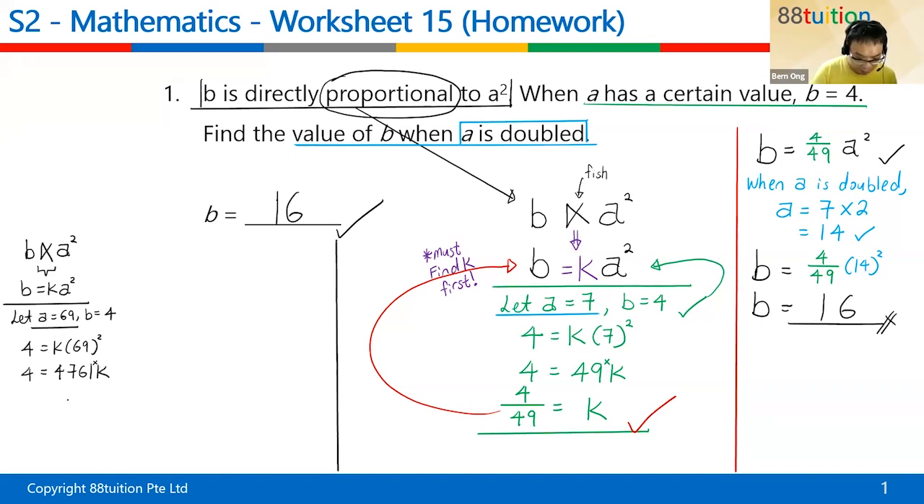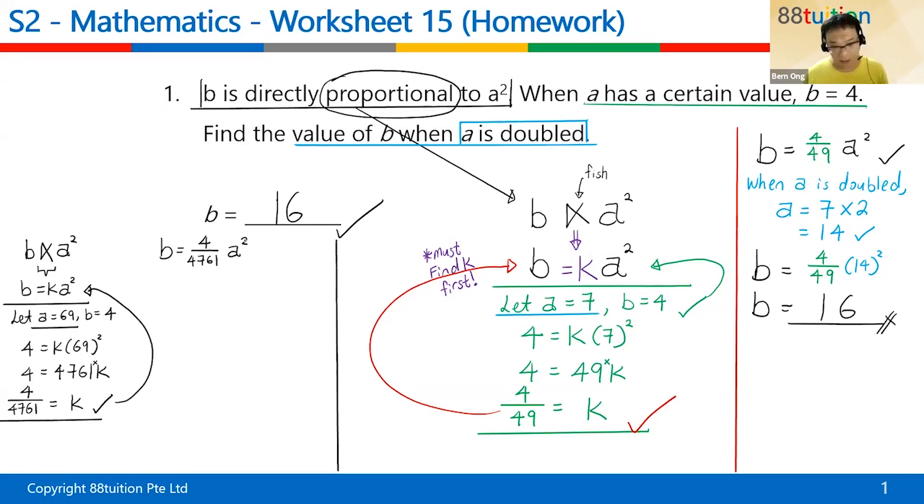Your objective is always to find the K first. I told you that. The times 4761 you bring across is a divide by 4761. Your 4 is still here. So your objective to find your K, done. Now what you do? Put the K back into your equation. So B is equal to 4 over 4761 A square. I'm just putting it back into the equation.